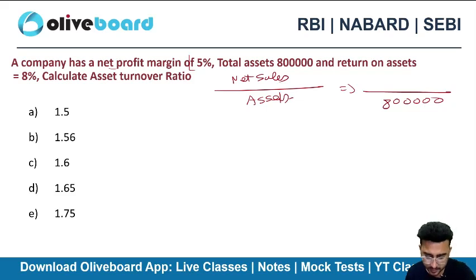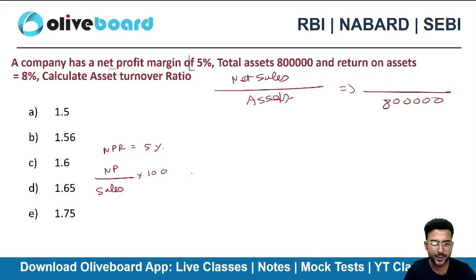So look, what they have given in the question is net profit ratio, which is 5%. Now what is net profit ratio? It is nothing but net profit divided by sales into 100, right? So that is 5%. However, the problem is here we don't know what net profit is. We don't know what sales is. We only know the net profit ratio, so that won't be as of now much useful.